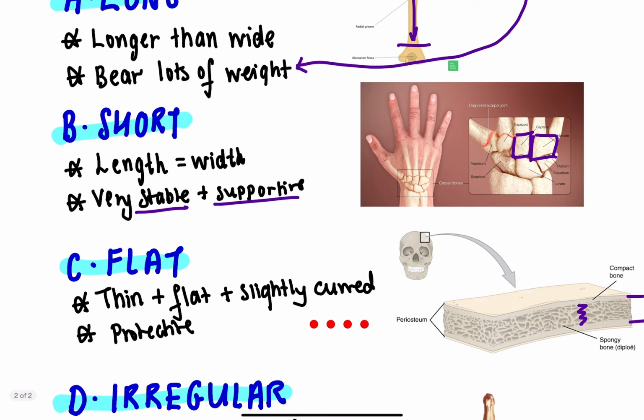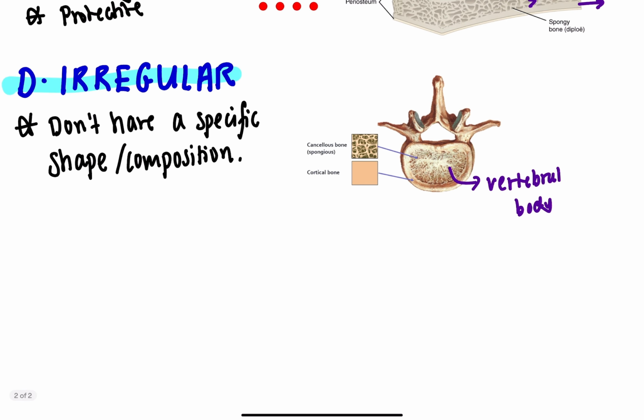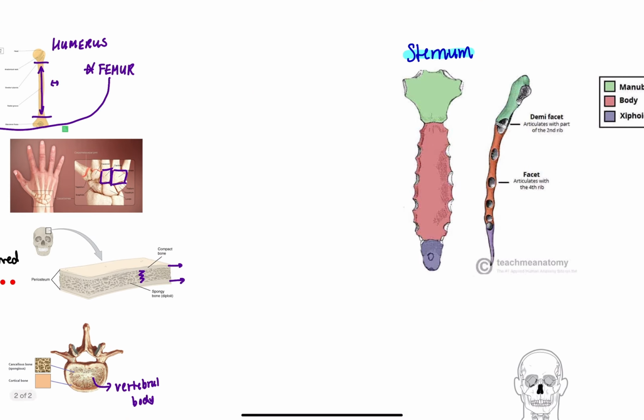You can't really say that it's flat, it's short, or it's long. It just doesn't fit into any of them. So it will be an irregular bone.